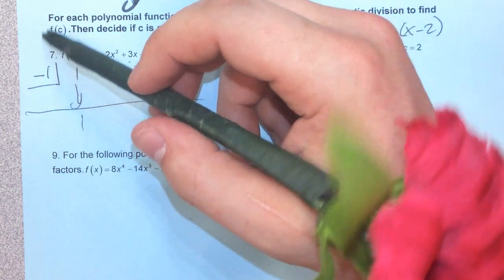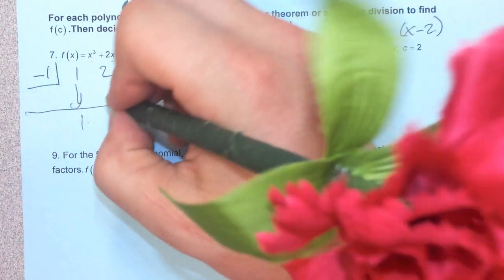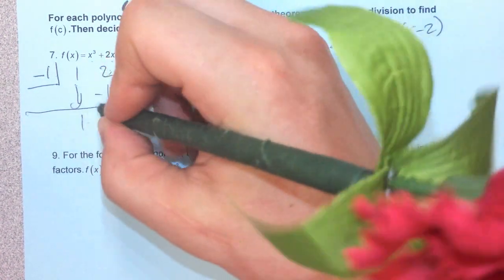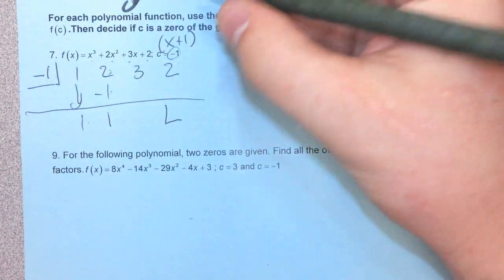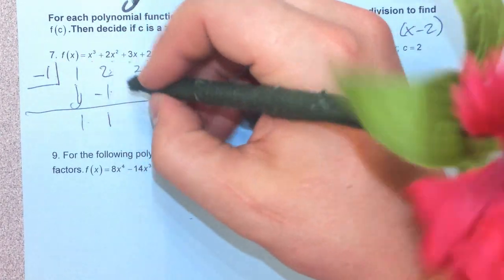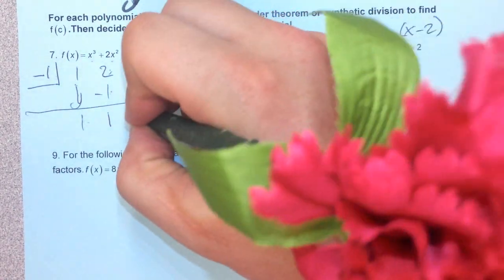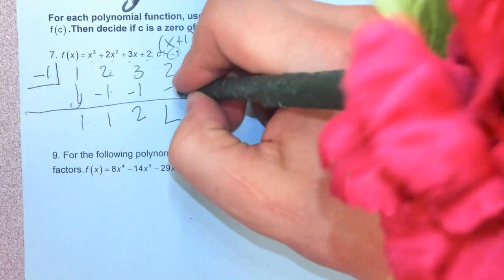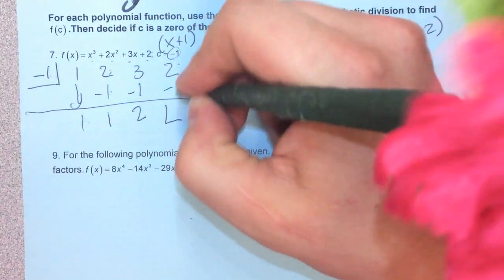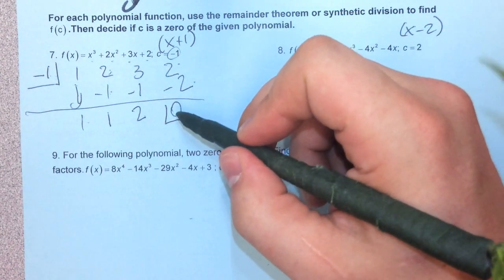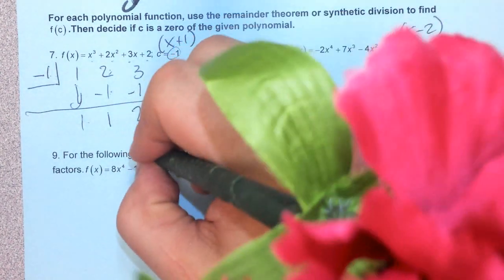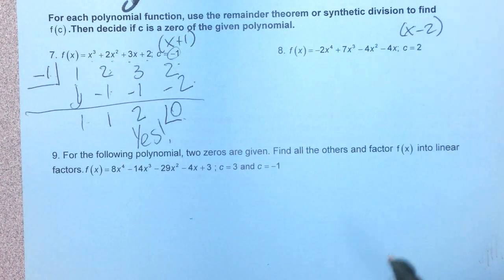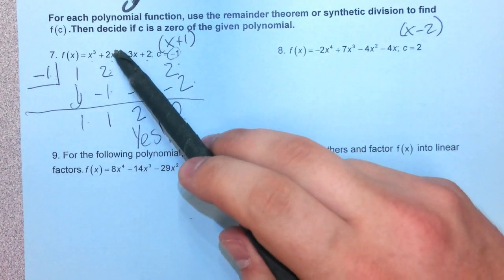So that is negative 1 times 1 is negative 1. So then we can add these two. 2 plus a negative 1 is 1. We've got 1 times a negative 1 would be negative 1 again. So then we'll get 2. And so then we get negative 1 times 2 would be negative 2. And then lastly, 2 plus a negative 2 is 0. If we get a remainder of 0, then yes, this is a 0. So yes, x plus 1 is a factor for this polynomial.